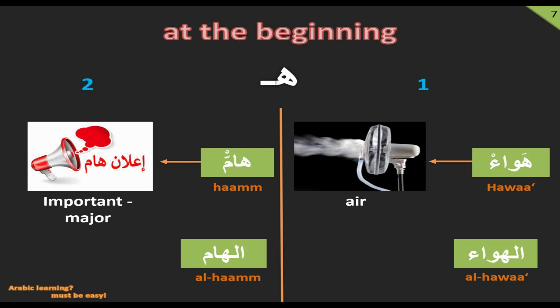And the air would be al-hawa. And the second example, the attribute ham. So, shadda on mim with sukun. Ham means important or major. On the picture is the phrase إعلان هام, means important announcement. And the important or the major thing would be al-ham. So we notice that al with the letter ha occurs lam qamariya. الهواء الهام.